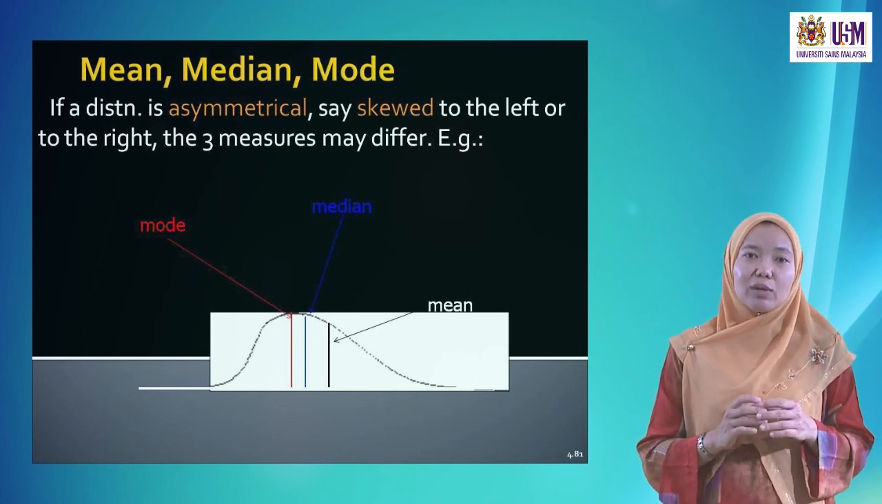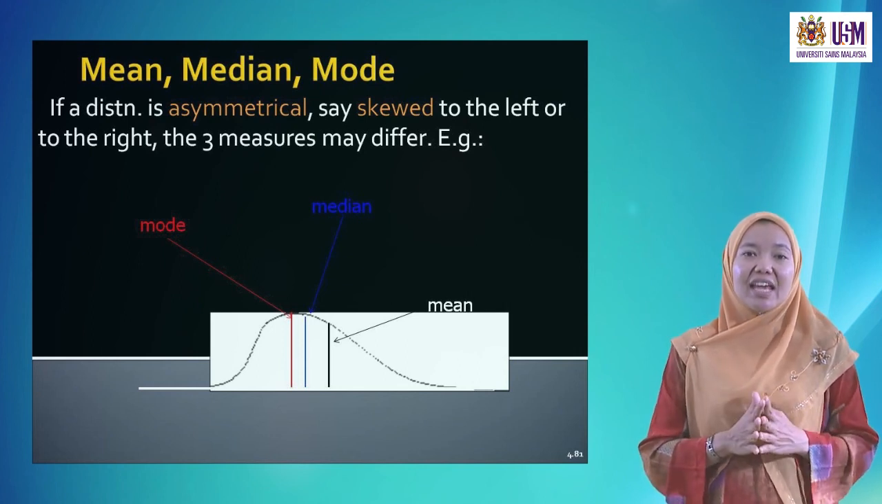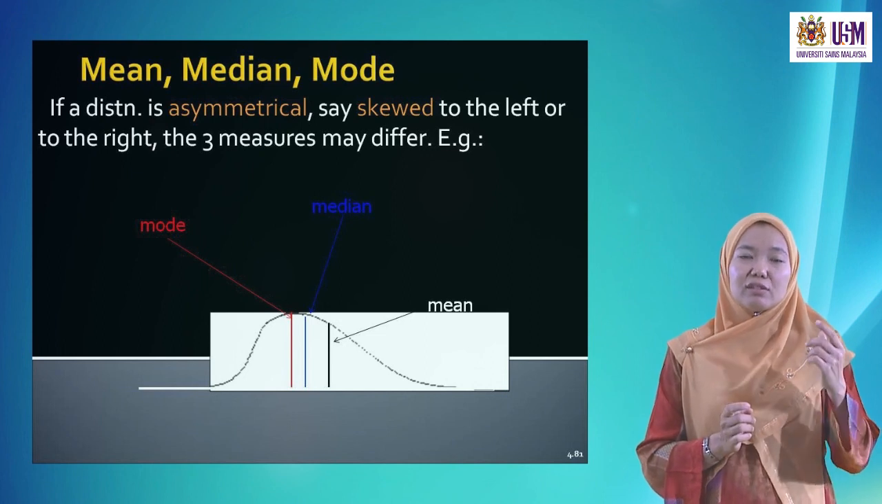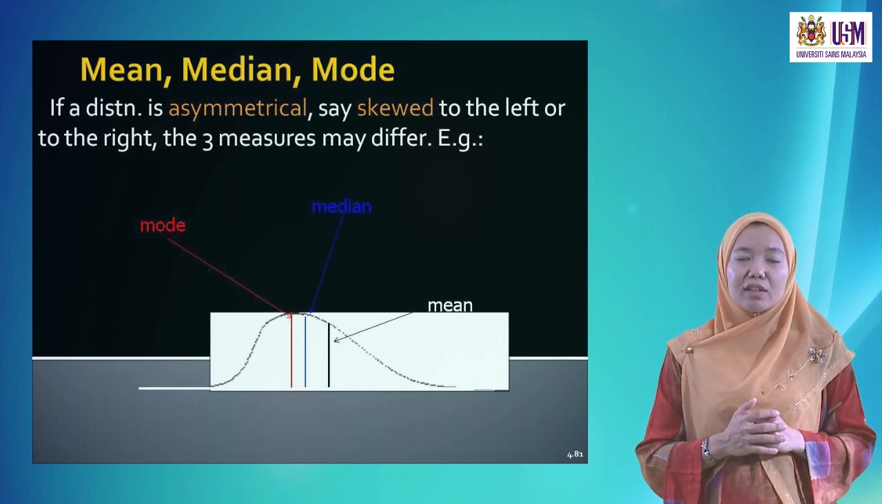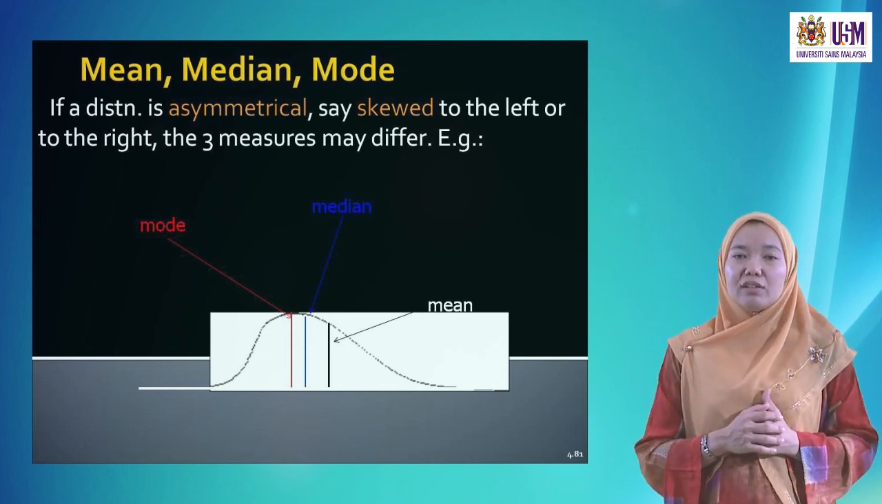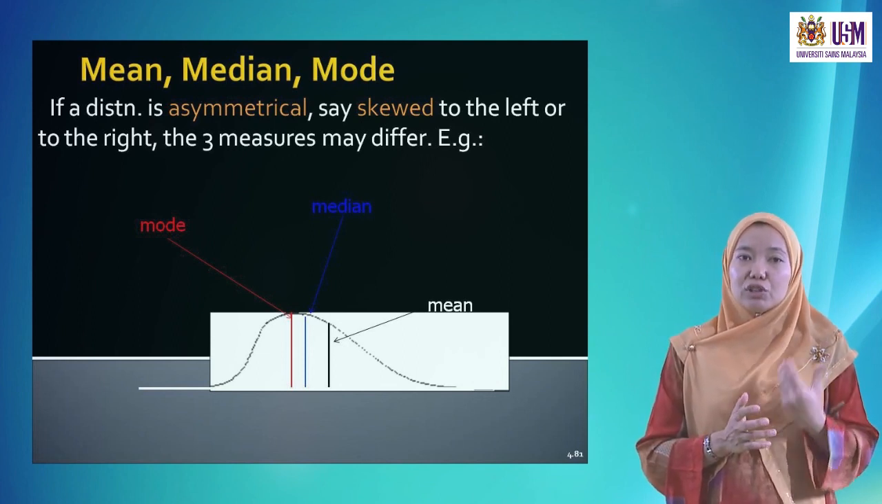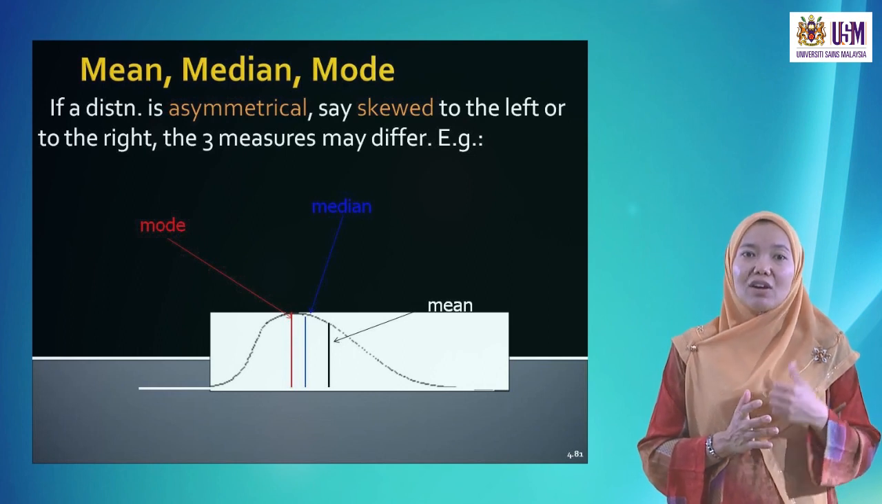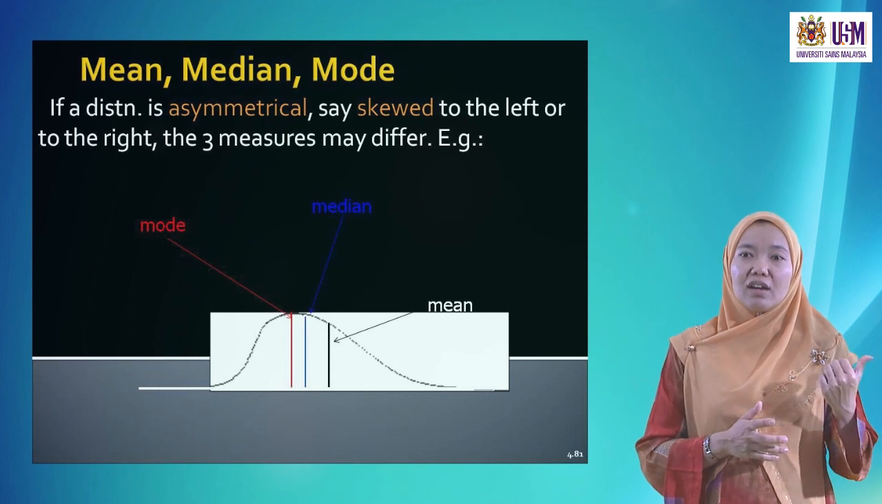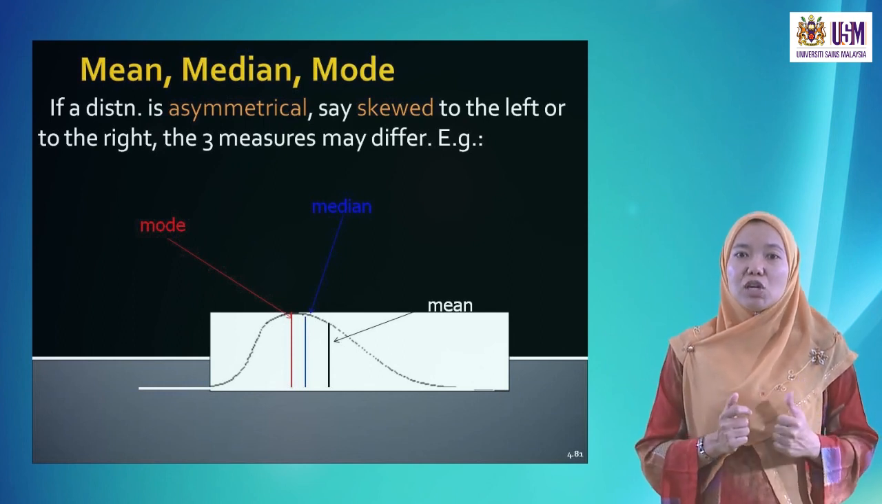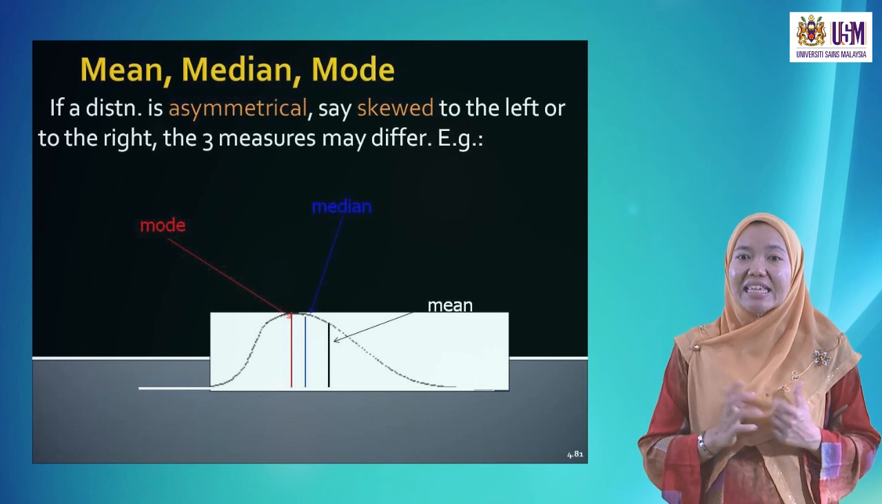Bear in mind the word symmetrical, symmetry, and asymmetrical is just differentiated by the letter A in front. So make sure you are able to differentiate that. For a distribution that is non-symmetry or asymmetrical, it is either skewed to the left or skewed to the right. So the three measures of mean, median, and mode may differ.